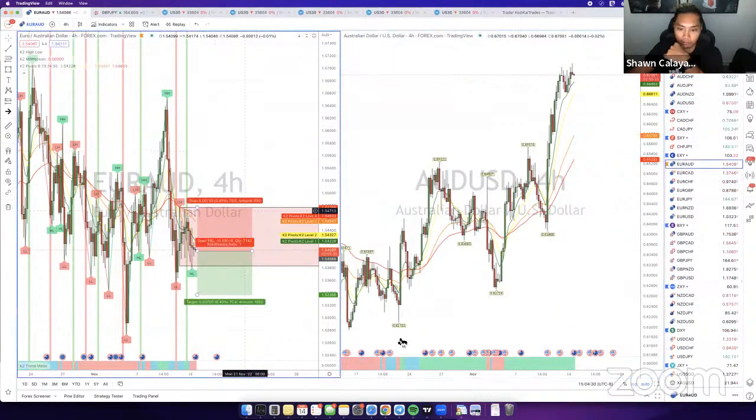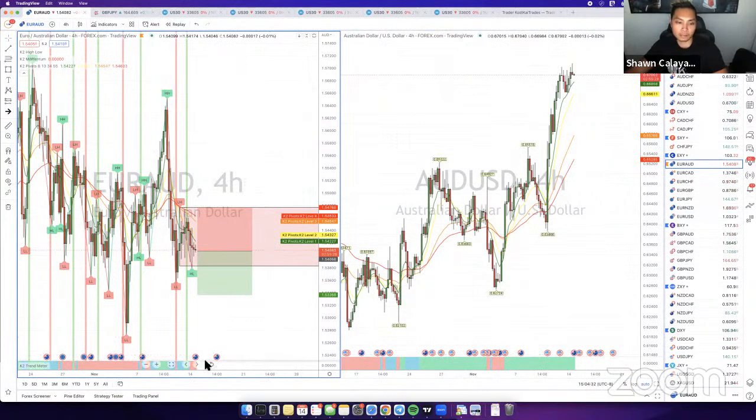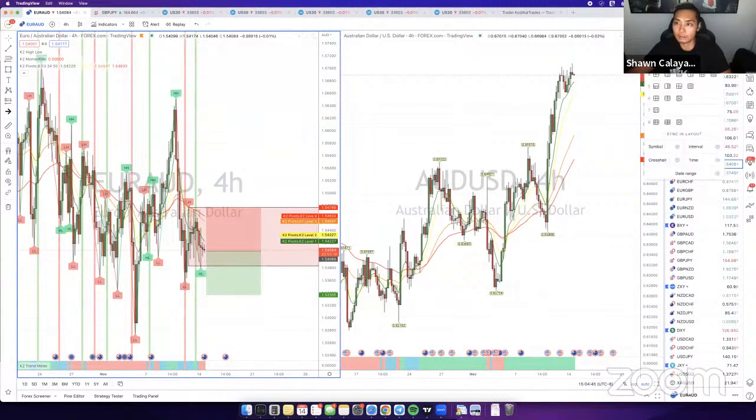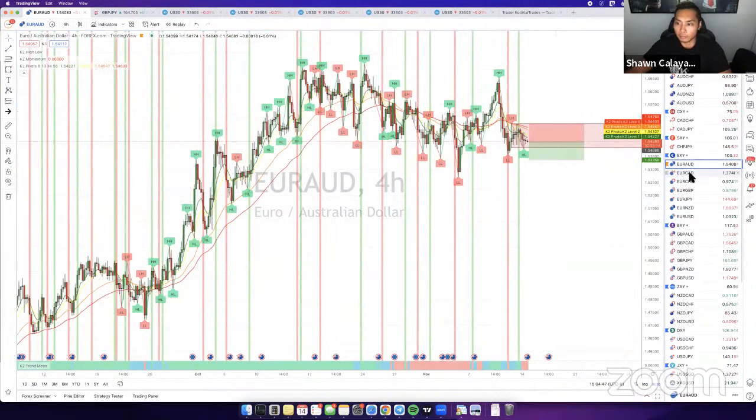So for this here, just from my perspective, I don't think this is a good entry. The reason why is because nothing's really going in the direction of confluence. The euro isn't weak and the Aussie isn't strong. So I don't think this is going to be a good entry. I'll probably skip this one. Let me move on to the next one.